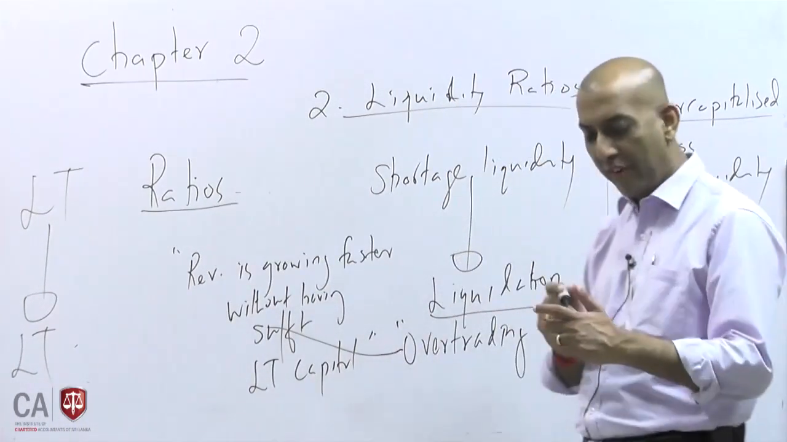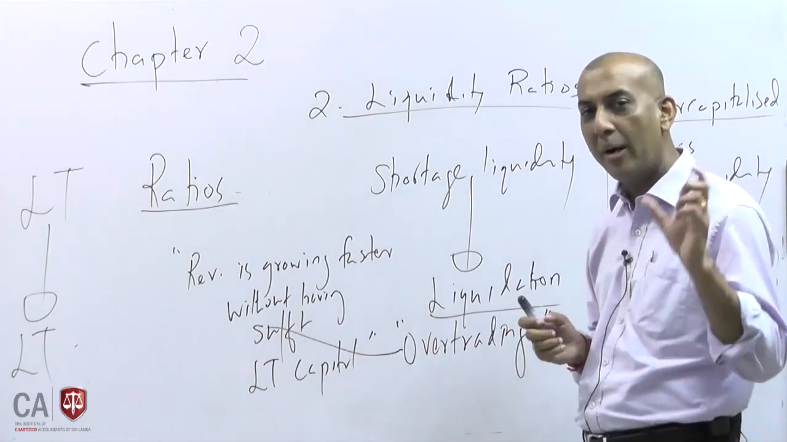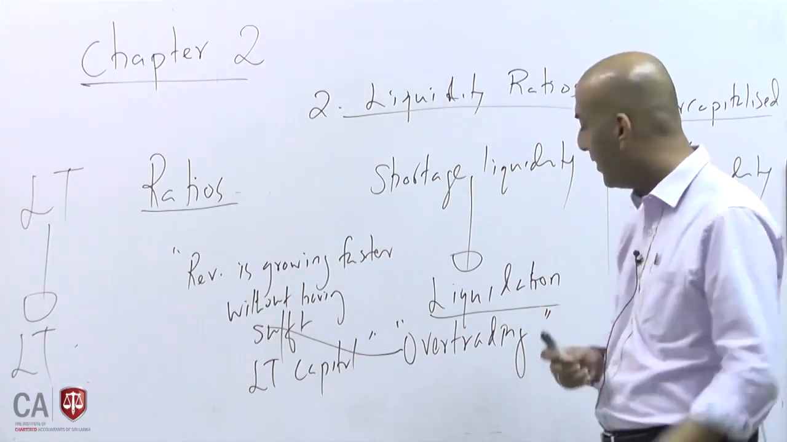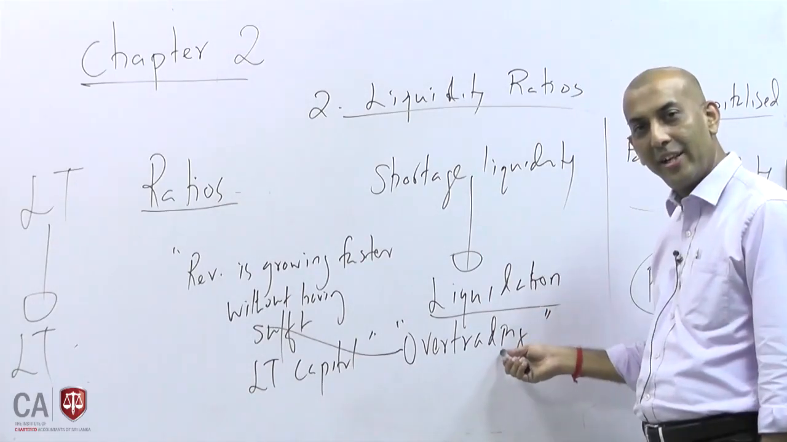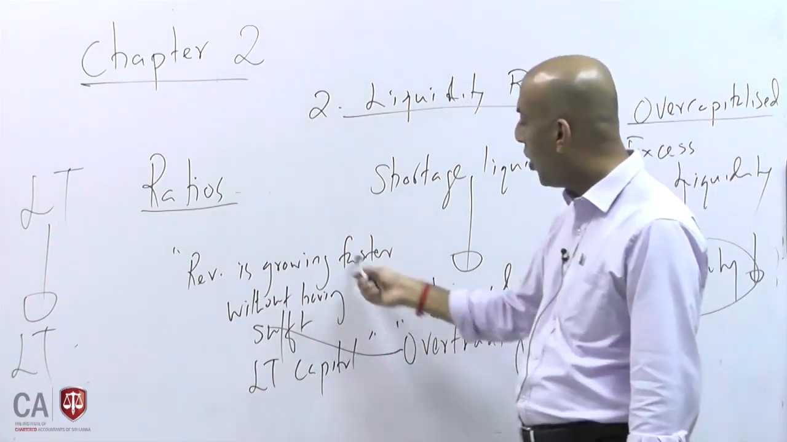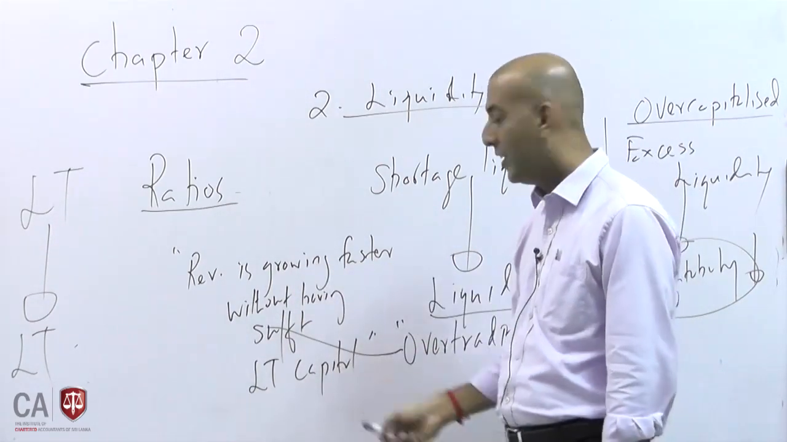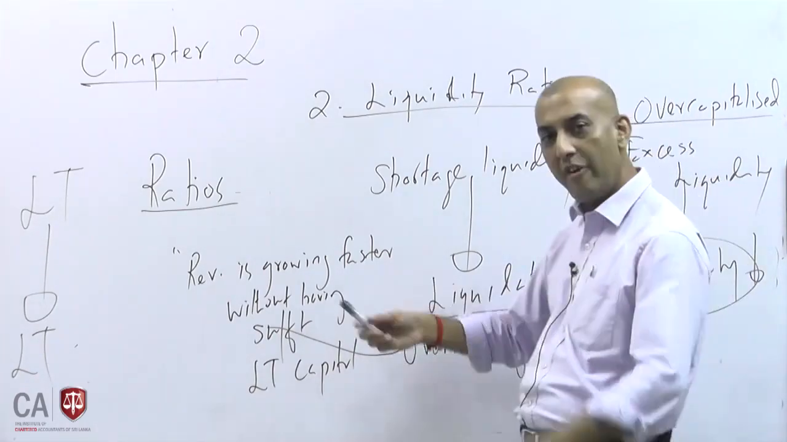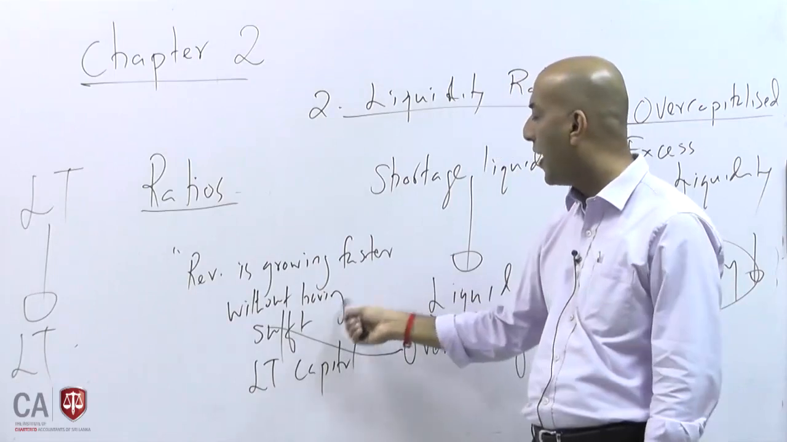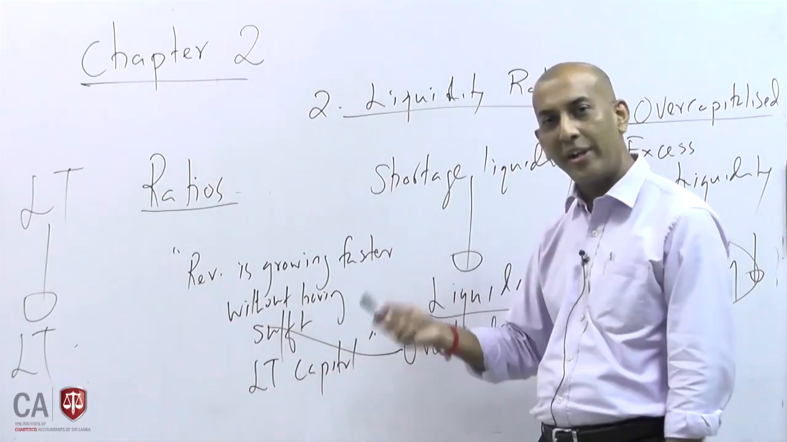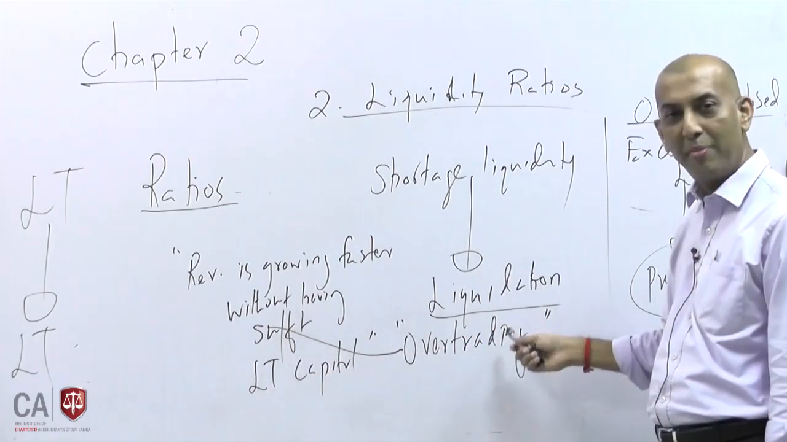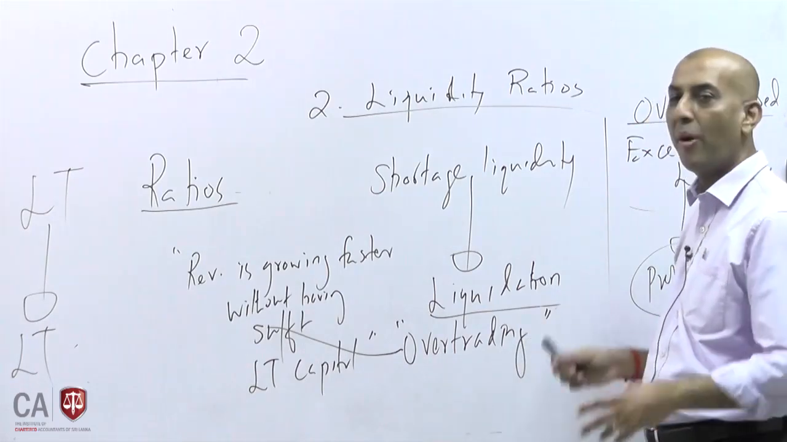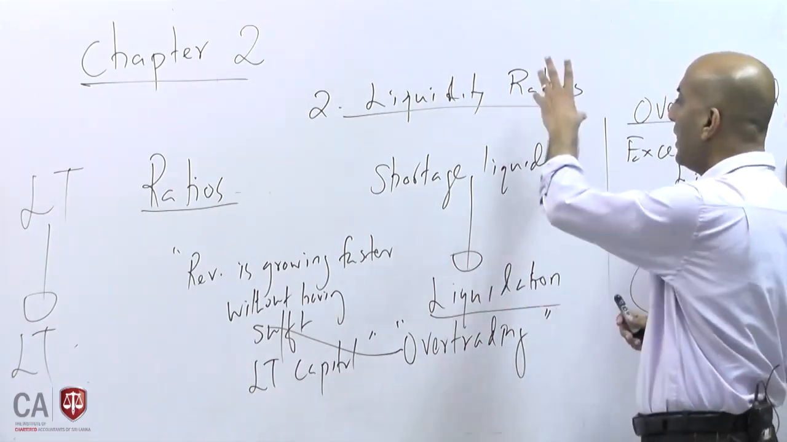You cannot finance a long-term investment with short-term capital. If you do that, that's called overtrading. If you are financing your long-term assets with short-term capital, then you are overtrading. That's what we are trying to say: revenue growing faster without having sufficient long-term capital. If you don't have it, you have an overtrading problem. So companies with an overtrading problem will end up with a liquidity problem.